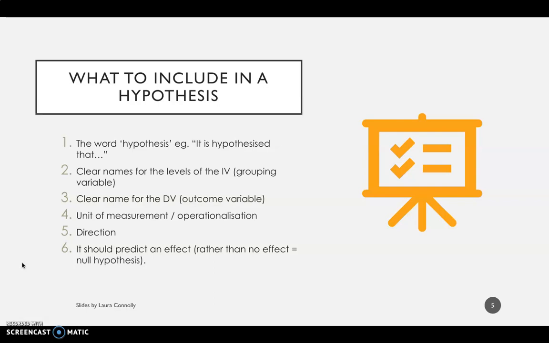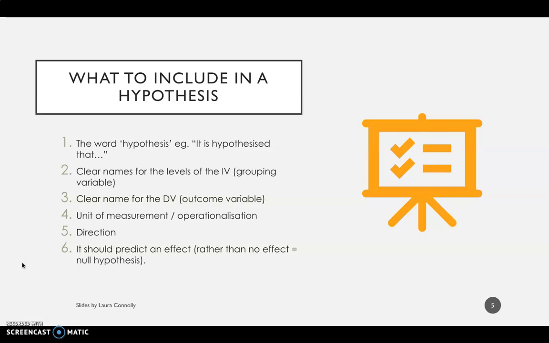You want to know the clear names for the levels of the independent variable, which we know is our grouping variable, and you want a clear name for your dependent variable or your outcome variable. More than that, we need to know the unit of measurement and how we're going to operationalize our dependent variable. I'll go ahead and describe what operationalizing means and how we might go about doing that in a minute.